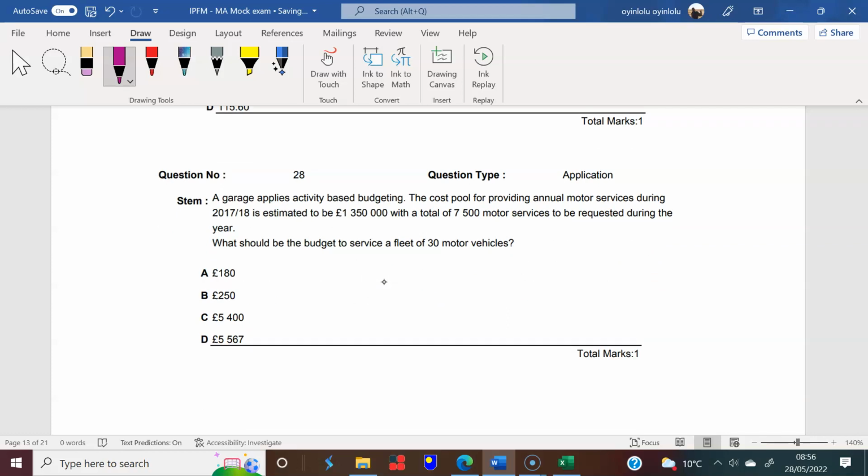Let's look at question 28. It says you're using ABC. You have a cost pool estimated to be 1.35 million with a total of 7,500 motor services. Again, first find what it is for one motor service: 1,350,000 divided by 7,500, and that's £180 per service. So you have 30 services, times 30, and that's 5,400. Your answer there is C.